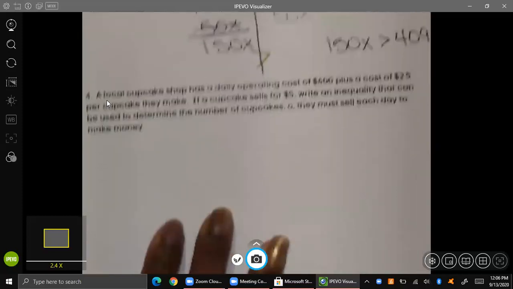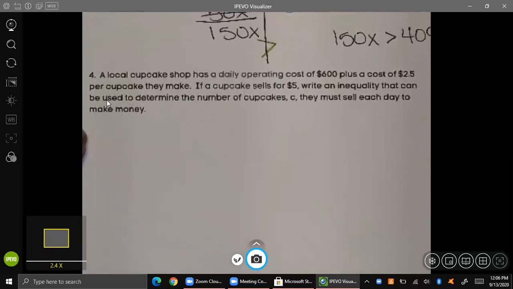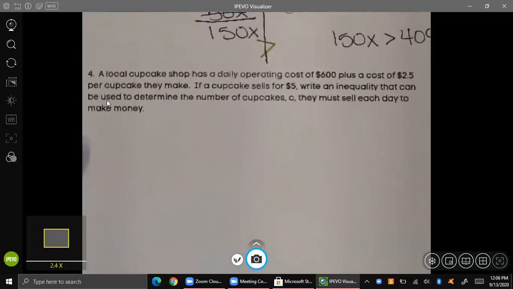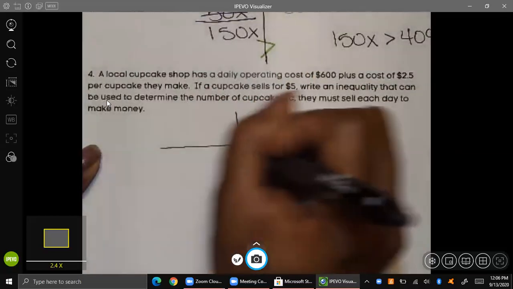Okay, and number 4, a local cupcake shop has a daily operating cost of $600 plus a cost of $2.50 per cupcake they make. If a cupcake sells for $5, write an inequality that can be used to determine the number of cupcakes they must sell each day to make money. So this is a little different as well. We're still going to create our T-chart. We're going to go through and underline.